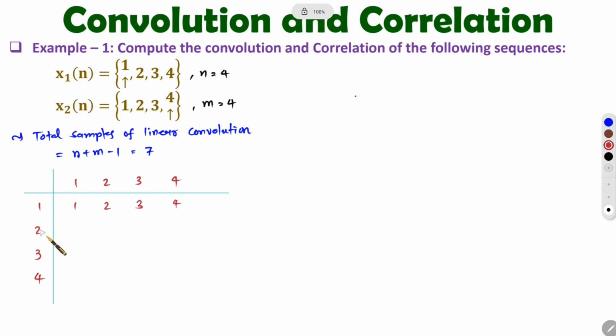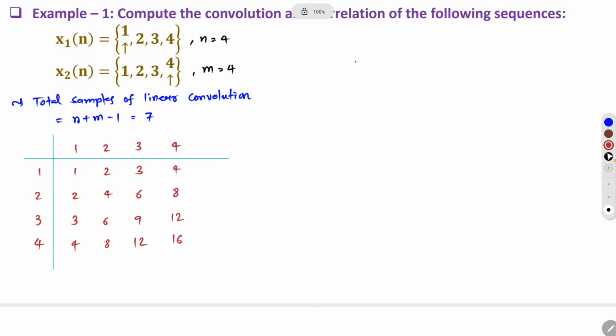Let us multiply 2 with this, so that will be 2, 4, 6, 8. Now let us multiply 3 with this, so that will be 3, 6, 9 and 12. And now let us multiply 4 with this, so that will be 4, 8, 12 and 16. Now to get the linear convolution, we need to perform diagonal addition.